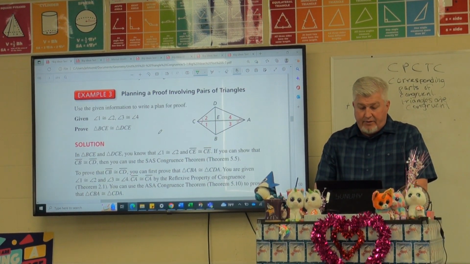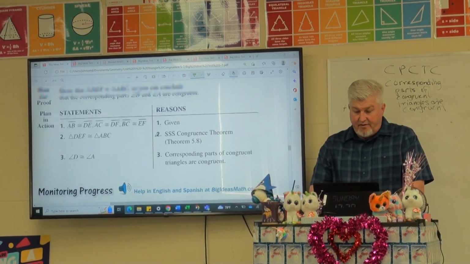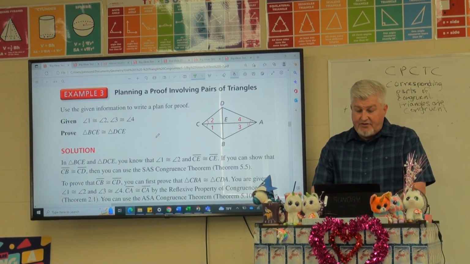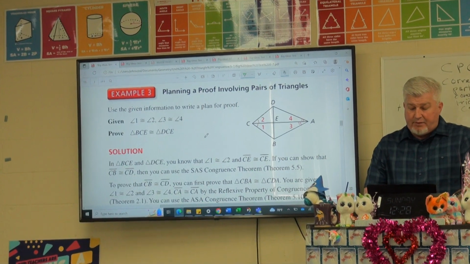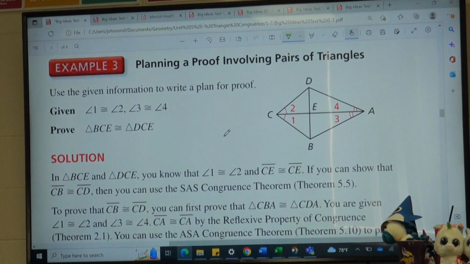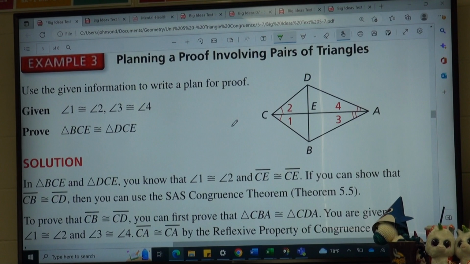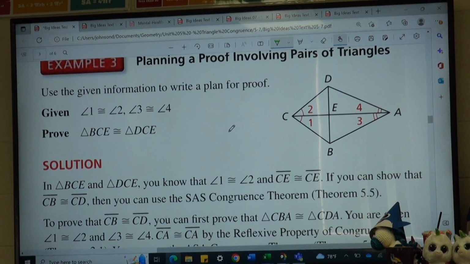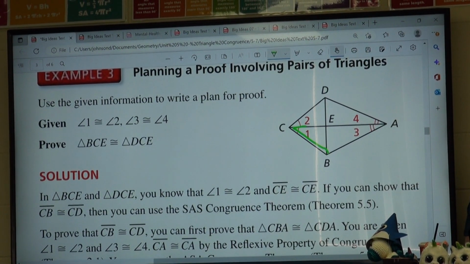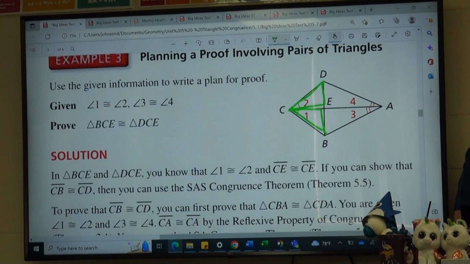Last thing, I believe this is the last thing to do. Let me just confirm that really quick. It is. Last thing I want you to see your way through is this. It says here, use the given information to write a plan for proof. Given that angle 1 is congruent to angle 2, and angle 3 is congruent to angle 4, prove that triangle BCE is congruent to DCE. Okay?